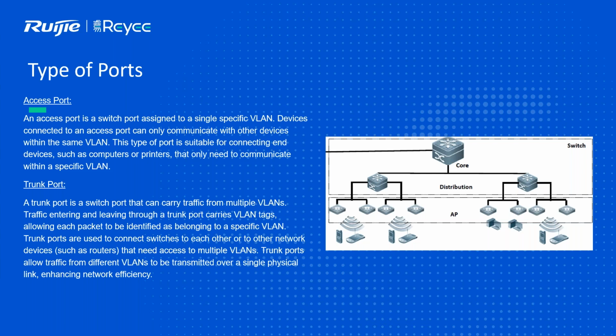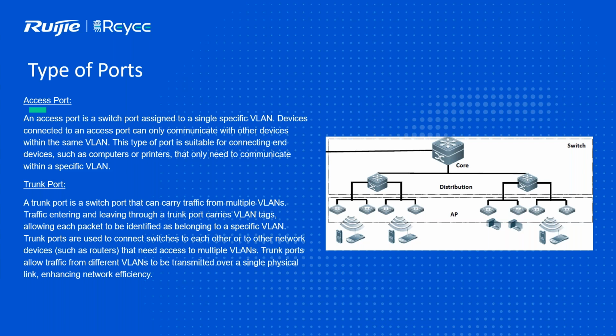On the other side, we have trunk ports. A trunk port is a switch port that can carry traffic of multiple VLANs. Traffic entering and leaving through a trunk port carries VLAN tags. This is very important, allowing each packet to be identified as belonging to a specific VLAN. Trunk ports are used to connect switches to each other or to other network devices, such as routers, that need access to multiple VLANs. A trunk allows traffic from different VLANs to be transmitted over a single physical link, enhancing network efficiency.